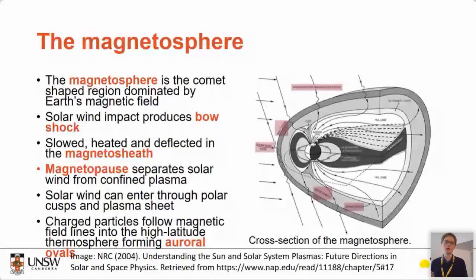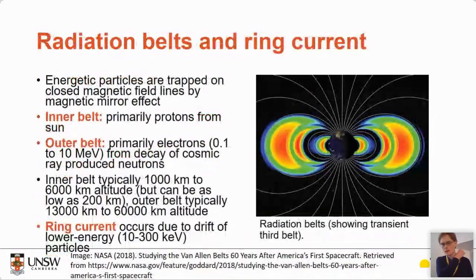Solar wind can enter through the polar cusps and the plasma sheet. Charged particles follow magnetic field lines into the high latitude thermosphere, forming auroral ovals, depositing energy into the thermosphere.